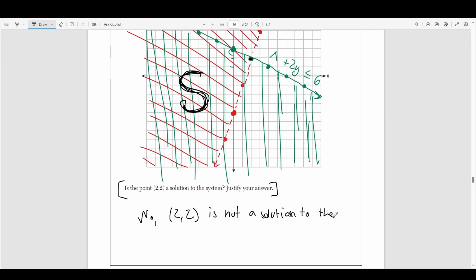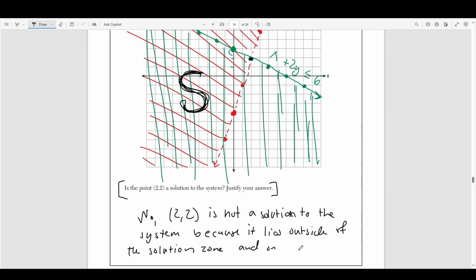to the system, because it lies outside of the solution zone and on a dotted line.